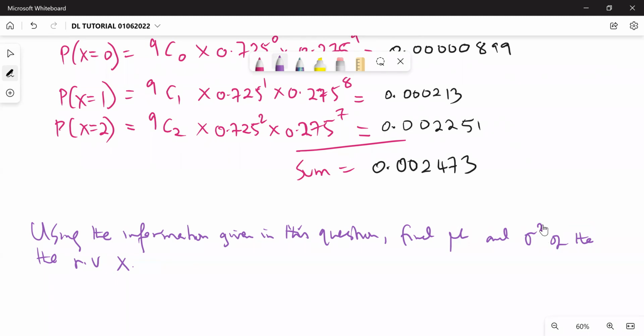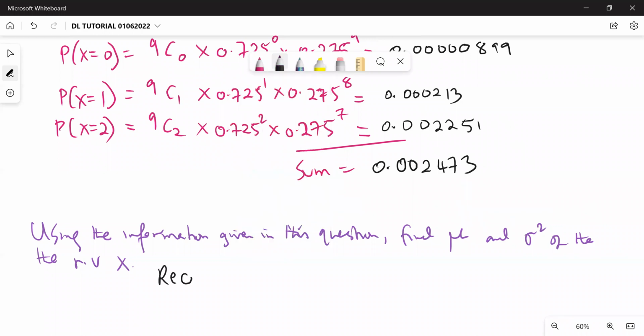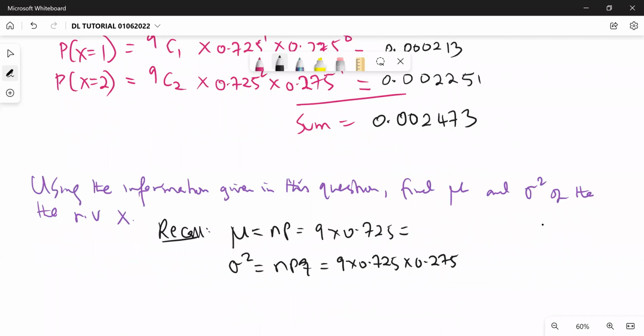So you just need to recall that mu is always given by n times p. So in our case, it would be 9 times 0.725. That is the value of the mean. Then sigma square will be npq, which is 9 times 0.725 times 0.275. That means that this is the variance.